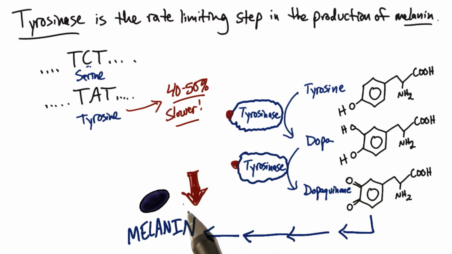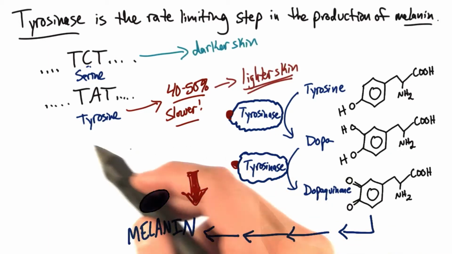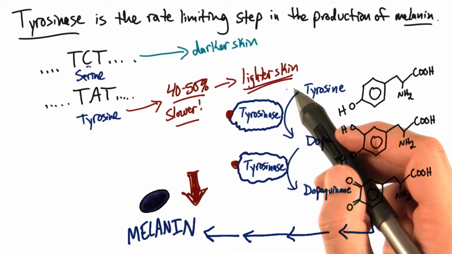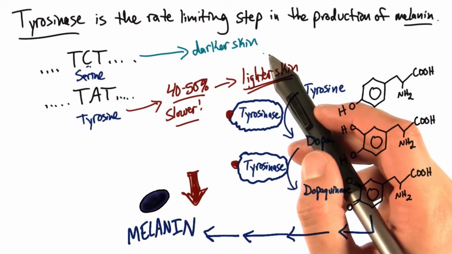If we have less melanin, we're going to have lighter skin. We have lighter skin, we're going to have more UV rays that are able to get into the cells so that they can stimulate vitamin D production. So this particular mutation will give you lighter skin, whereas this sequence promotes darker skin.